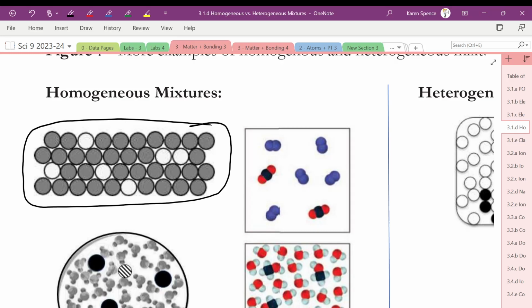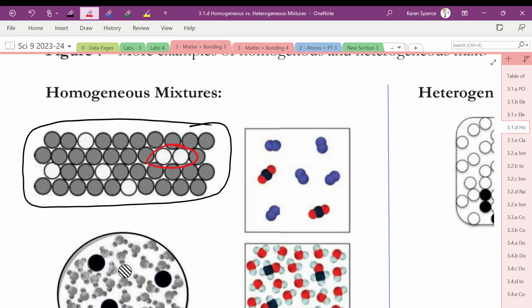The particles are evenly mixed. Sometimes people will look at that and say, oh, but hang on, I've got two atoms together there. Isn't that a clump? And to that I say, imagine how small those atoms are. Do two atoms really make a clump?